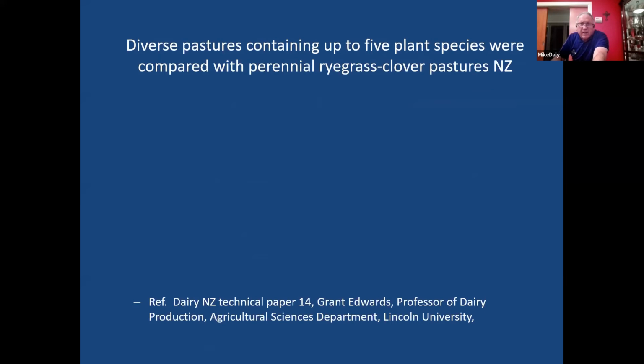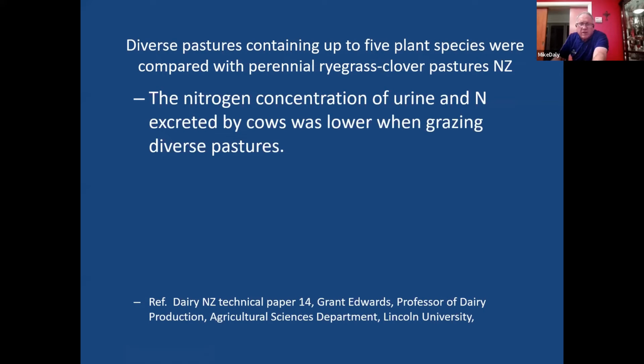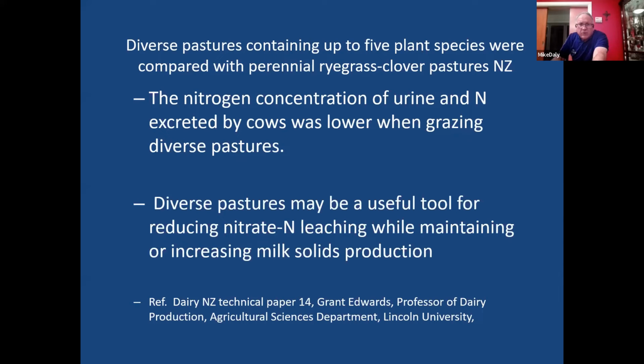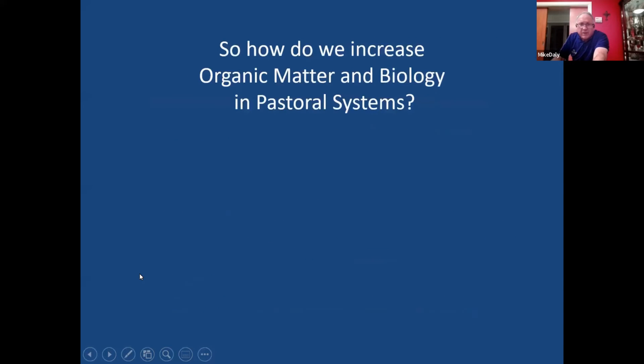Diverse pastures containing up to 5 plant species were compared with perennial ryegrass pastures in New Zealand. And the nitrogen concentration of urine and N excreted by cows was lower when growing diverse pastures. And you wonder why they're not using them, wouldn't you? Or why they're not using them more. Diverse pastures may be a useful tool for reducing nitrate leaching or maintaining or increasing milk solid production. And this was given by a professor of dairy production at Lincoln University. So you'd think that the dairy industry would be using more diverse pastures, wouldn't you, given that information?